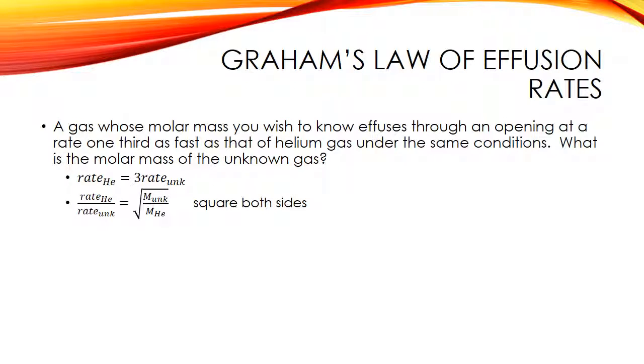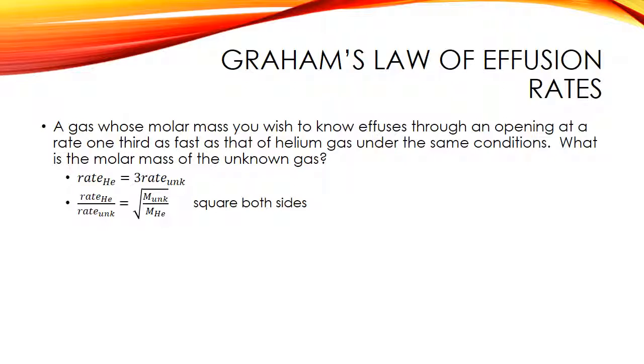Using Graham's law, we can write an equation to relate the rates, the ratio of them. Again, I like to put the faster one on top. That's my preference. I know helium is going to go faster based on what we're told. So the rate of helium compared to the rate of effusion of the unknown will equal the square root of the molar mass of the unknown over the molar mass of the helium. Now notice we're asked to find this molar mass of the unknown. That's what we're looking for. So I want to solve this equation for that, the molar mass of the unknown.